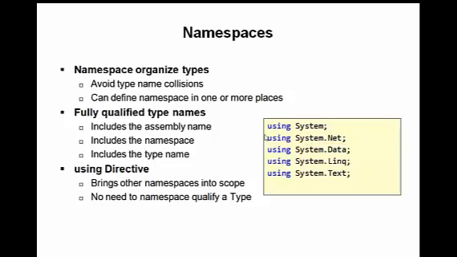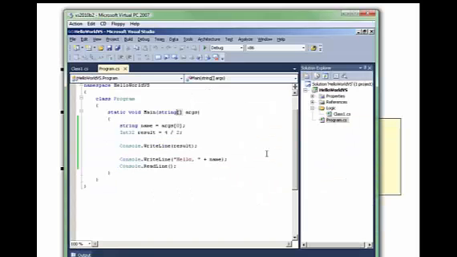Namespaces also help us avoid type name collisions. That's where I create a class called Customer and you create a class called Customer, and it turns out we can still use those easily inside of the same application as long as we put those in different namespaces. You can define your namespaces for your types in one or more places, and the way you do that is by using that namespace keyword that we saw here.